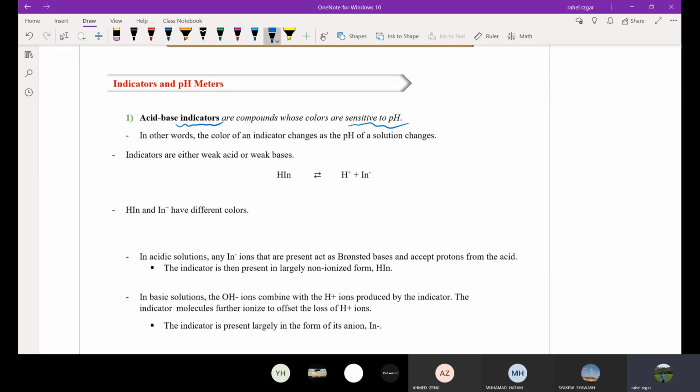What does it mean? It means that the color of indicator changes as the pH of the solution changes.